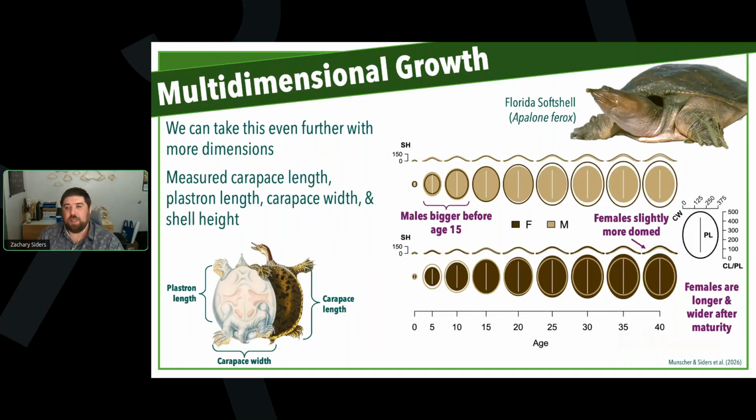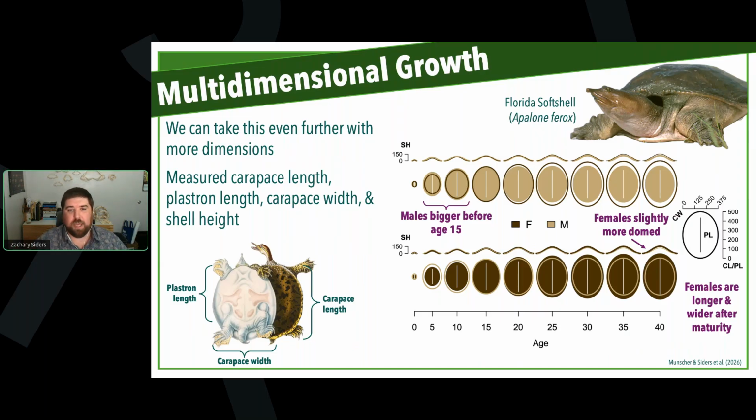And so one of the things that we see, which is quite fascinating when we start looking at these multiple dimensions, is we start to see where investment is really happening in somatic growth and where those trade-offs start to occur as individuals mature. And so one of the interesting things that we see here is that sexual dimorphism in terms of size really depends on when you're looking at in the lifespan.